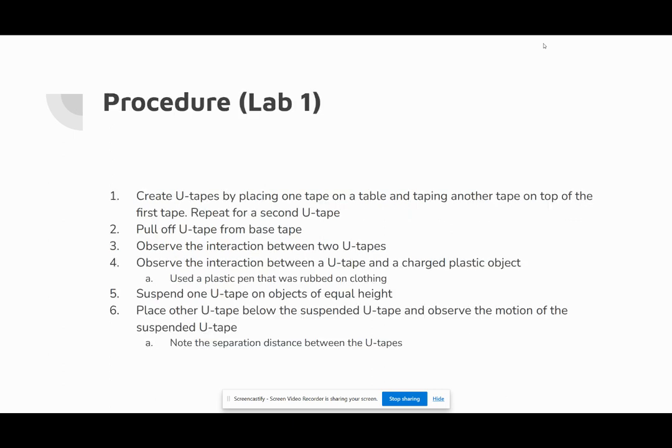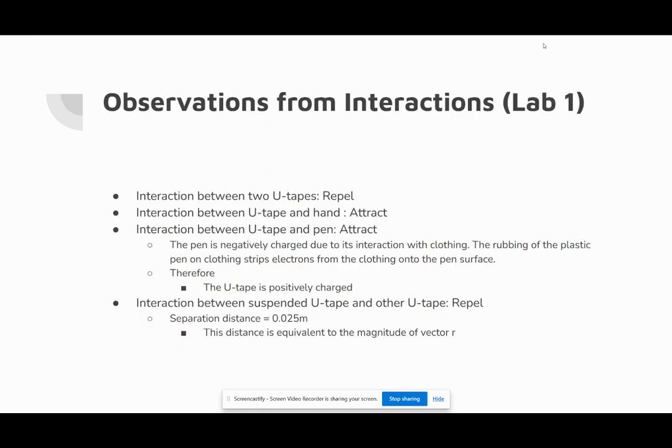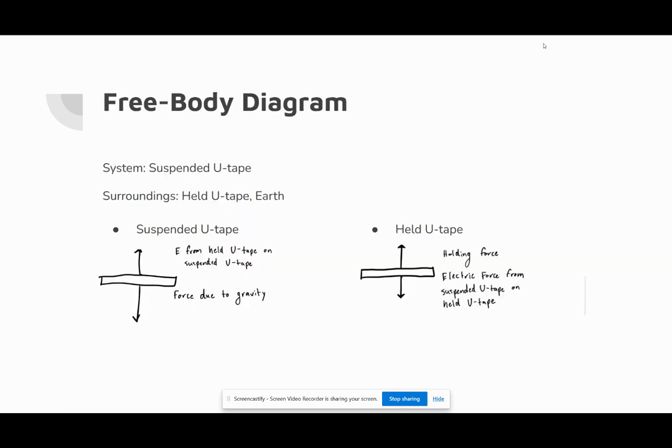For the procedure from Lab 1, we repeated it where we created the U-tapes by placing one piece of tape on a table and taping the other on top of the first tape, ripping it off to create a charge. We observed the interaction between the U-tapes, and then we observed the interaction between the U-tapes and a few other items. Because of this, we're able to determine that the U-tape is positively charged because it was attracted to a negatively charged pen. With two tapes, they repelled, and then the U-tape was also attracted to a hand. The interaction between the suspended U-tape and the other U-tape when it repelled had a separation distance of 0.025 meters.